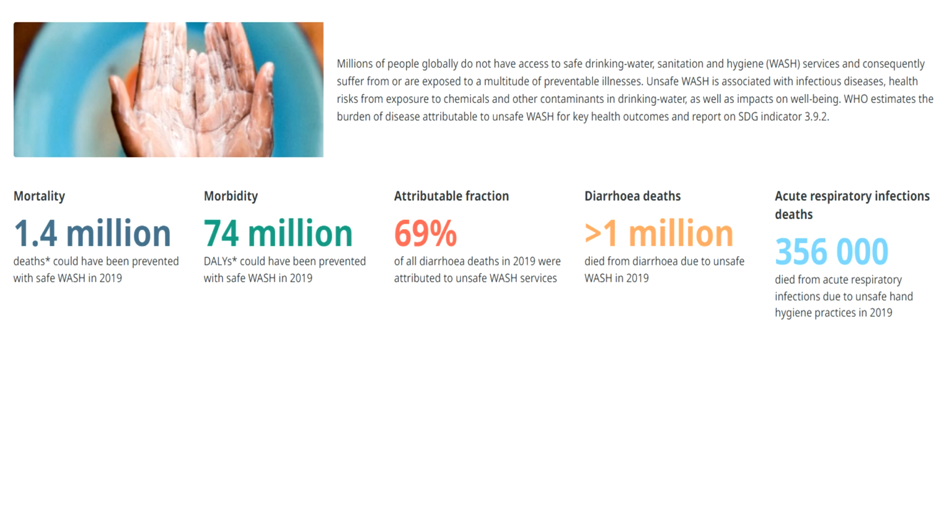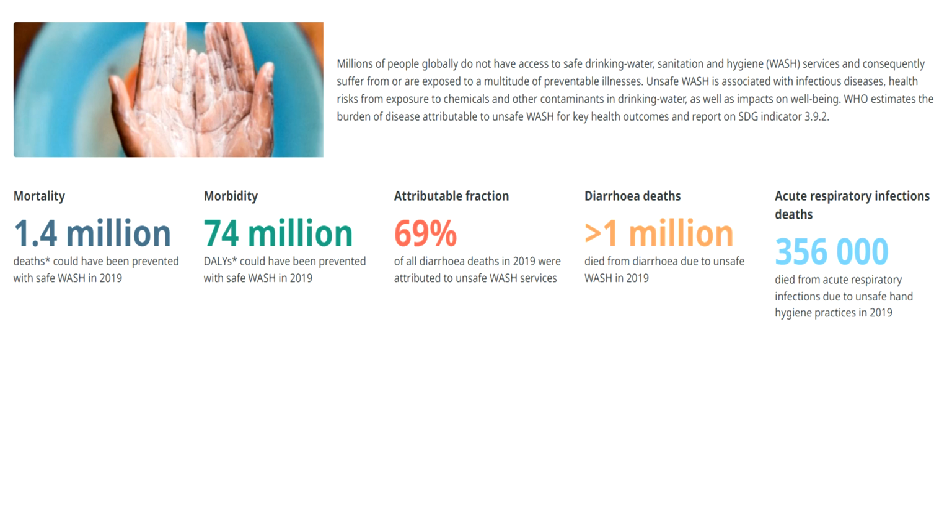And here you can see the 2019 data about WASH. 1.4 million deaths could have been prevented with safe WASH in 2019, and 74 million DALYs could have been prevented with WASH in 2019. Attributable fraction: 69% of all diarrhea deaths in 2019 were attributed to unsafe WASH services. WASH stands for W for water, S for sanitation, and H for hygiene. More than 1 million died from diarrhea due to unsafe WASH in 2019, and 356,000 died from acute respiratory infections due to unsafe hand hygiene practices in 2019. That is something which can be prevented.